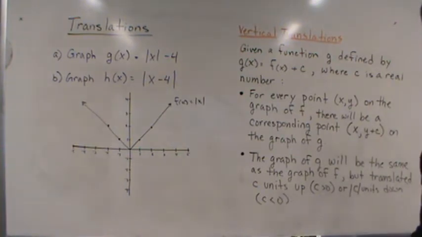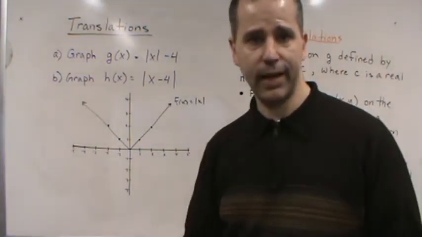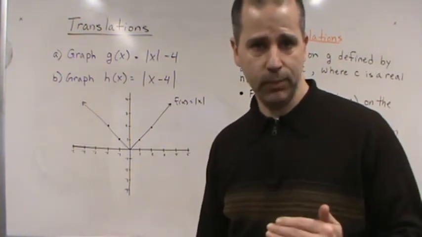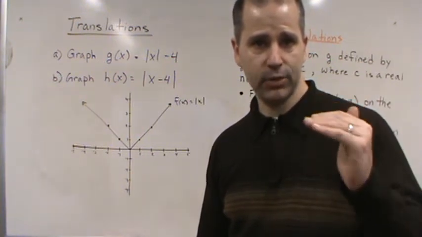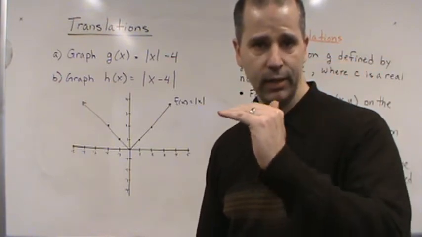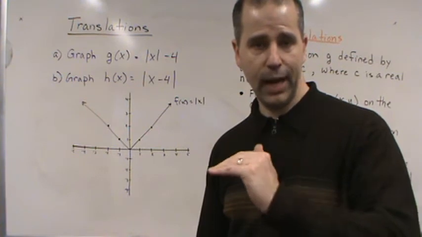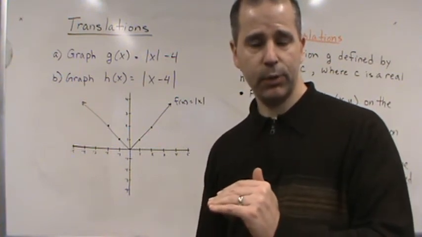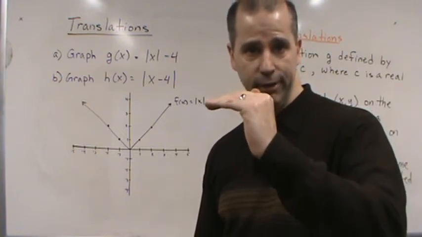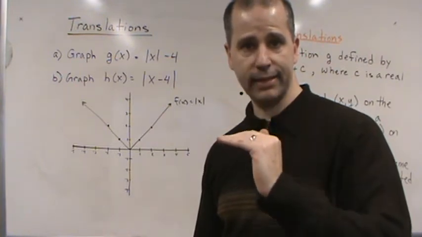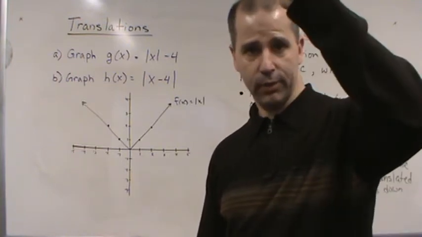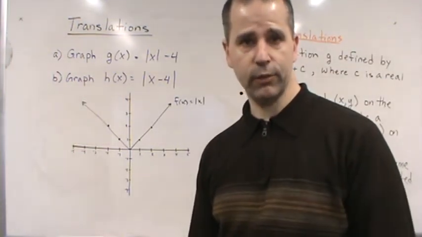So the point that I'm making, and that the textbook makes, is that if you're adding or subtracting a real number from outside the function, so if you're taking f of x and adding or subtracting a number to the function, then that would correspond to translating the graph of f up or down a certain number of units. If you're adding, it's moving up. If you're subtracting, it's moving down in the vertical direction.